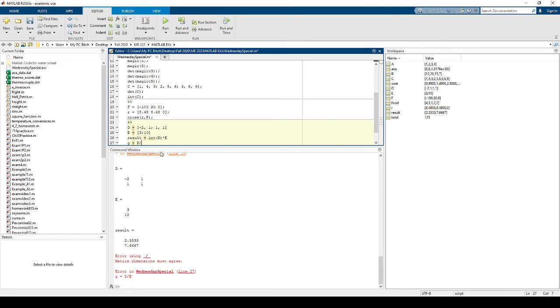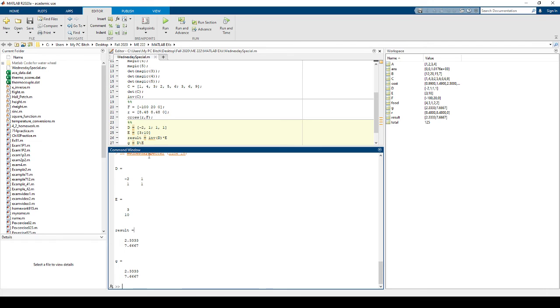So why didn't this one work? D. Oh, it was the wrong backslash. Ugh, that's why. There it is. So you get G is equal to the same thing. So this was also in the text as well, that you have to use the other backslash.